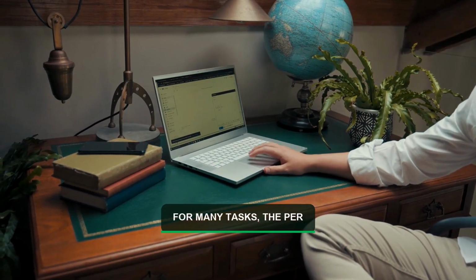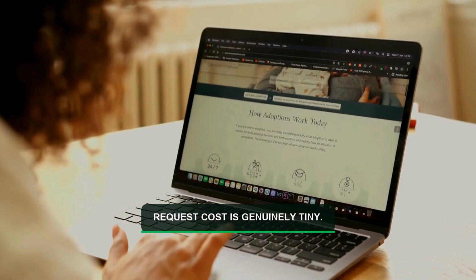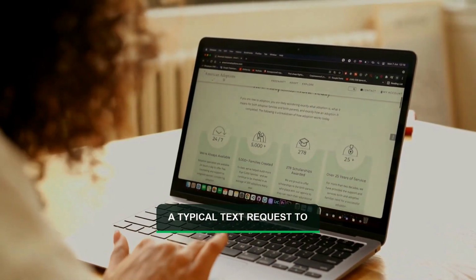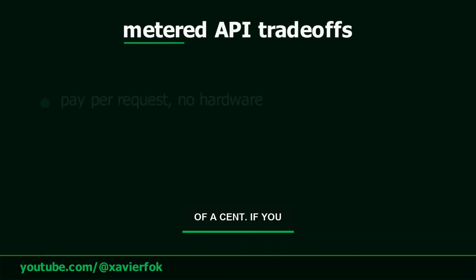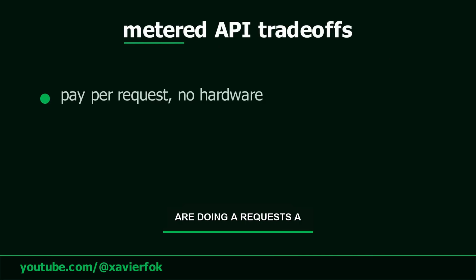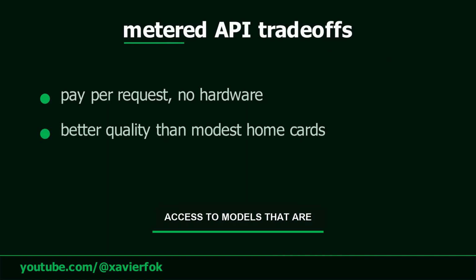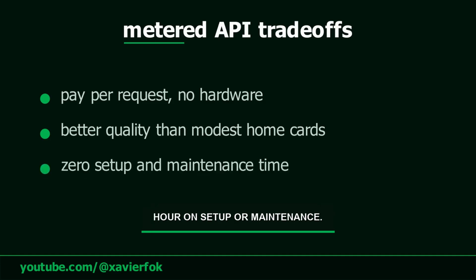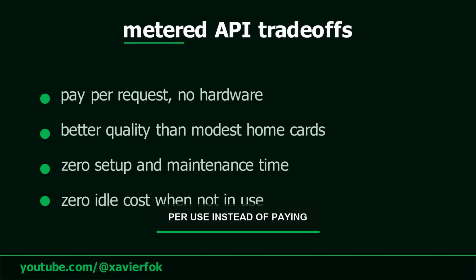For many tasks, the per request cost is genuinely tiny. A typical text request to a capable model costs fractions of a cent. If you are doing 100 requests a day, you are probably spending $1 or $2 a month. And you are getting access to models that are sharper than anything you can run on modest home hardware without spending a single hour on setup or maintenance. That is the trade-off. You get better quality and zero setup time, but you pay per use instead of paying upfront and drawing power.